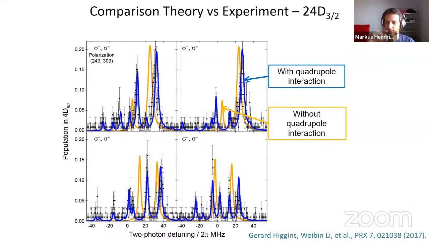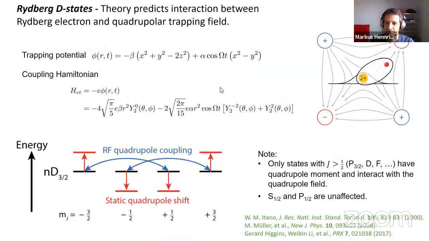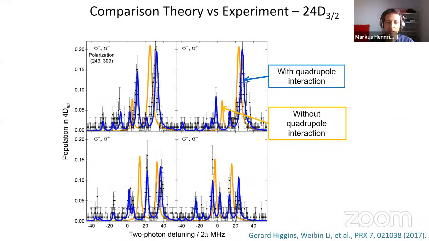The reason for that is that the coupling actually oscillates in time due to this cosine omega t, and this gives you Floquet sidebands. And you have to actually calculate Floquet levels in this oscillating quadrupole field. And if you do that, and if you simulate a spectrum, then you see that the spectrum actually doesn't match the theory without quadrupole interaction, but you actually have to take this quadrupole interaction into account to actually match where all of these lines are.